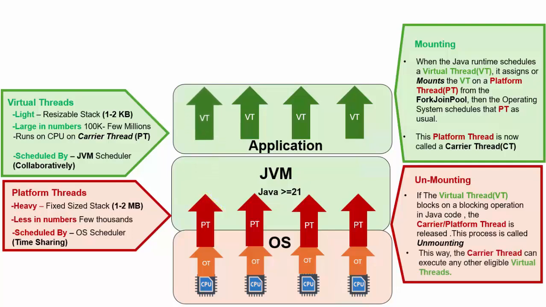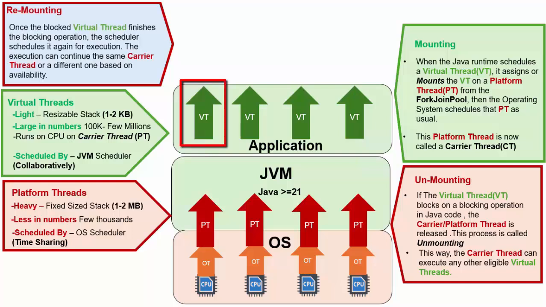This way, the carrier thread can execute any other eligible virtual threads which are in runnable state. Now, once the blocked virtual thread finishes the blocking operation, the scheduler schedules it again for execution. The execution can continue on the same carrier thread or a different one based on the availability of the carrier thread. There is no affinity basically.